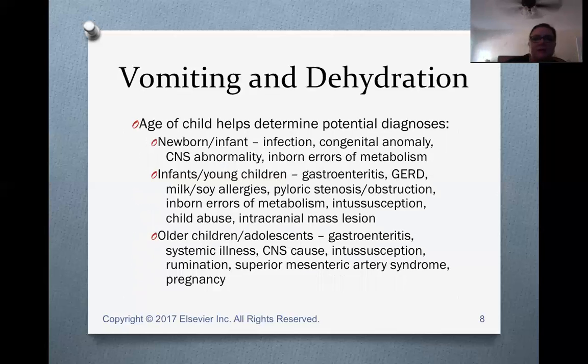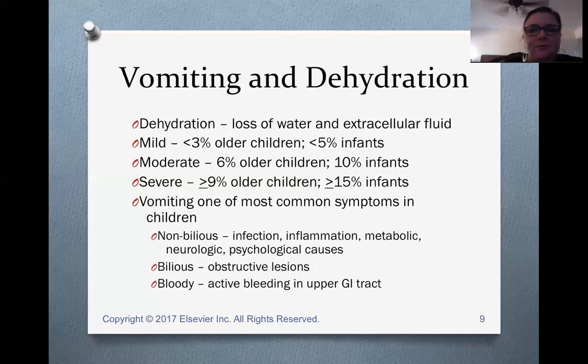And so these are just, again, some different stages of life, and the most common causes of the vomiting and dehydration. Certainly we talked about GERD with infants. We'll talk about several of these diagnoses, but just knowing what age they're the most prevalent in will help you with your diagnosis.